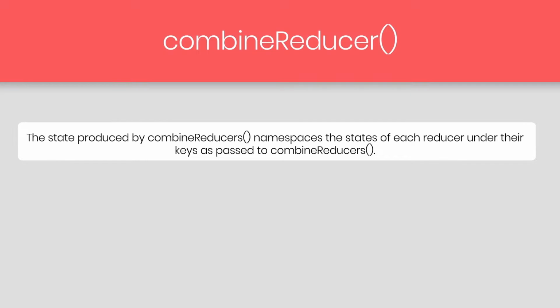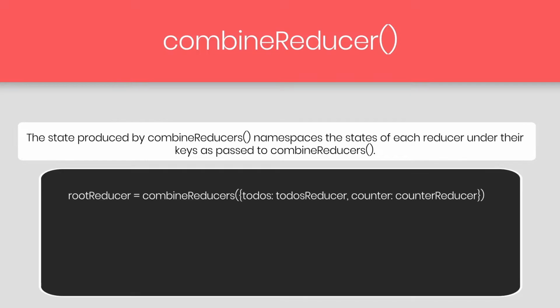Just take a look at this combineReducers method. Here I'm going to create a root reducer and I'm going to pass the combineReducers helper function to it.